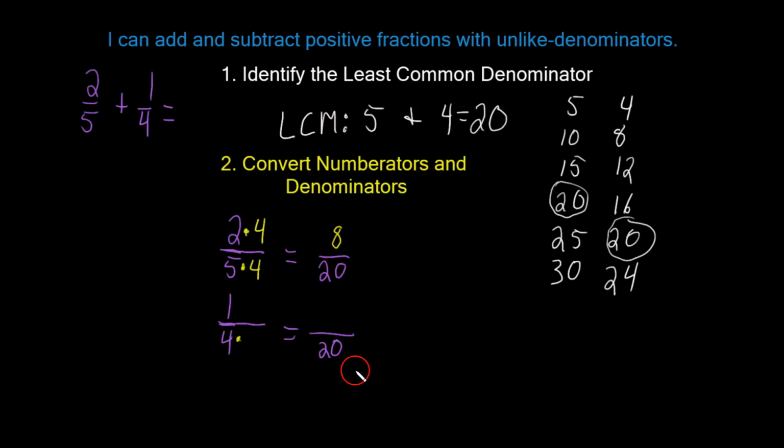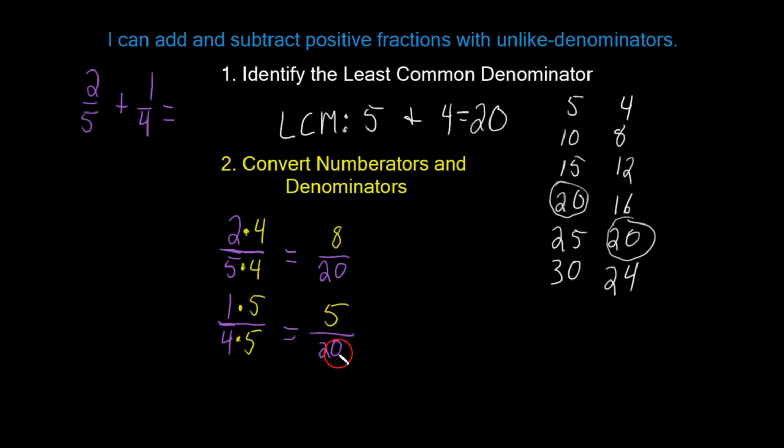And again, 4 times what gives me 20? 4 times 5 gives me 20. And if I multiply this denominator by 5, I also have to multiply the numerator by 5. 1 times 5 gives me 5. So 1 over 4 is equal to 5 over 20. Now we have common denominators.